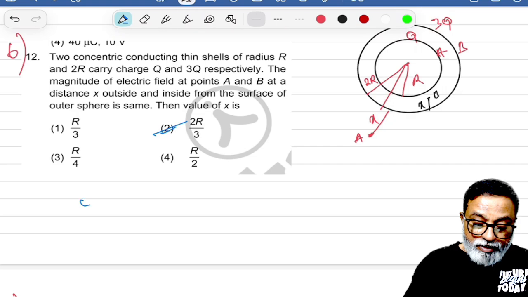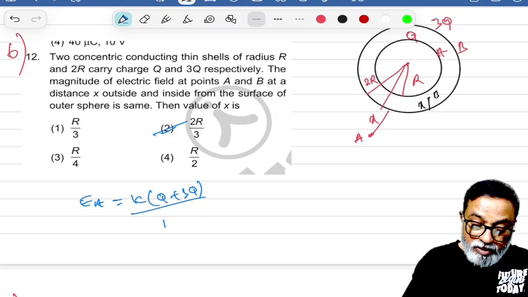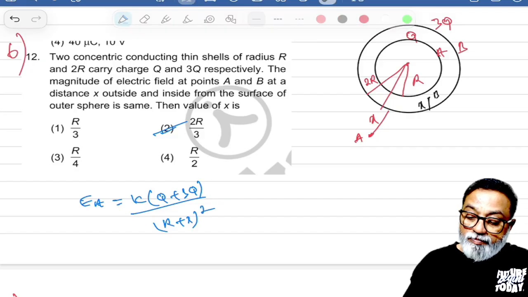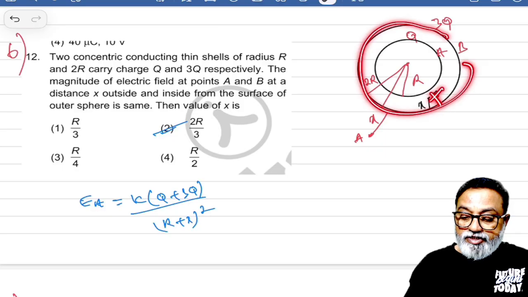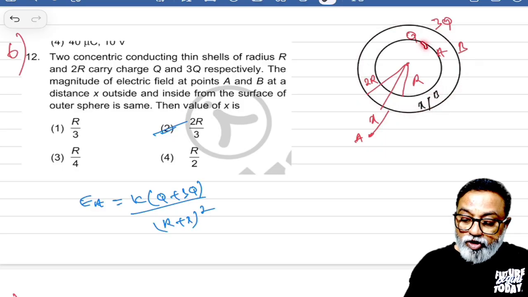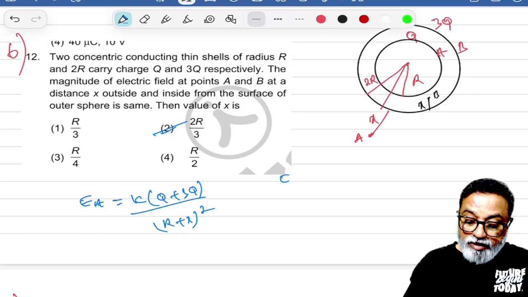Therefore, at outside point A, EA is equal to k into total charge, q plus 3q, and distance is r plus x whole square. Now, inside point, here is a point B inside. It is a distance x from the outer surface. Therefore, the point B is now inside the outer sphere. Therefore, intensity is 0 and intensity is only due to the inner sphere. Therefore, that intensity EB is equal to K into Q.